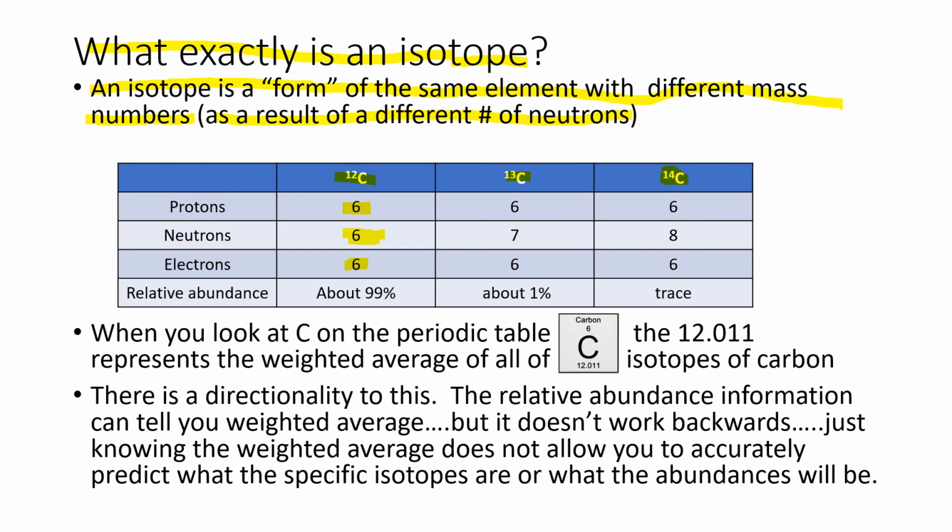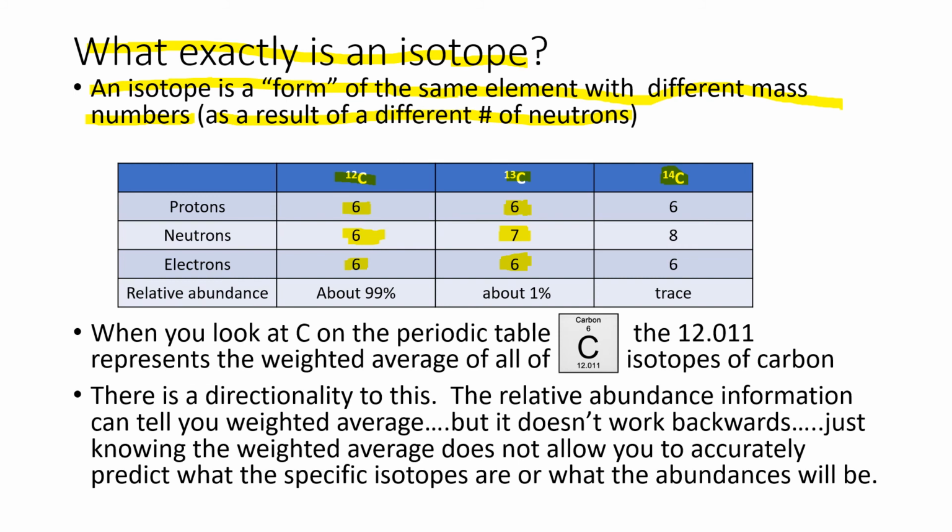If I compare that to carbon-13, carbon-13 will still have 6 protons. It has to. But to get up to a mass of carbon-13, we would have to have 7 neutrons. Still 6 electrons, because there is no charge. Electrons and protons would have to match.